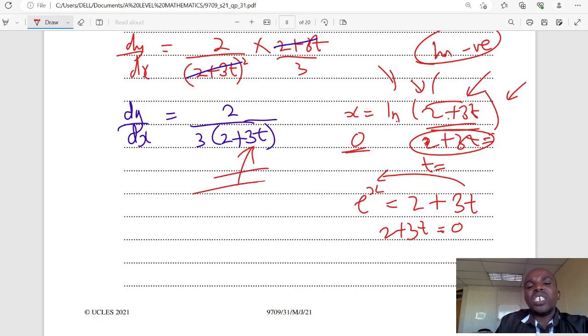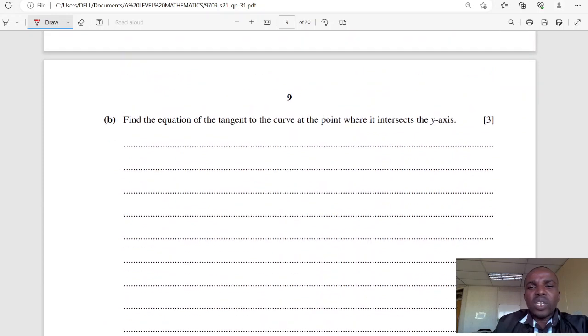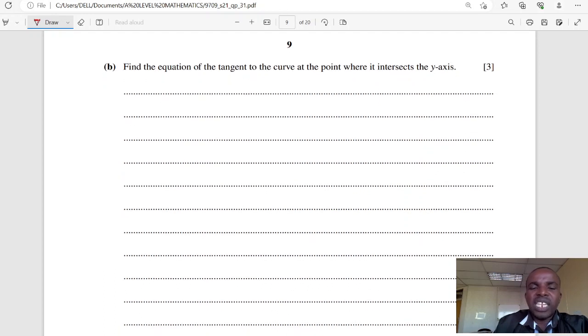So this gradient is supposed to always be positive. Why? Because t can never be negative in this case, right? So the gradient is always supposed to be positive. Right then, the background is based on the fact that there is no ln or logarithm of a negative number. That's the effect.